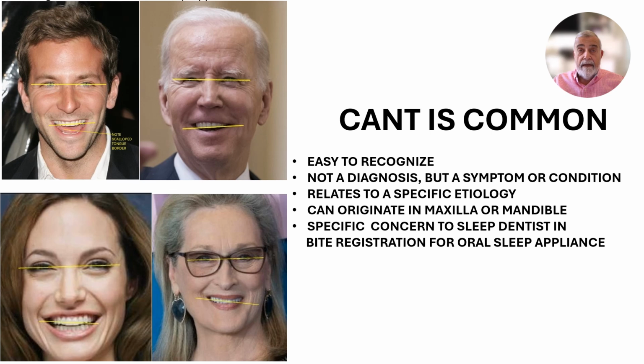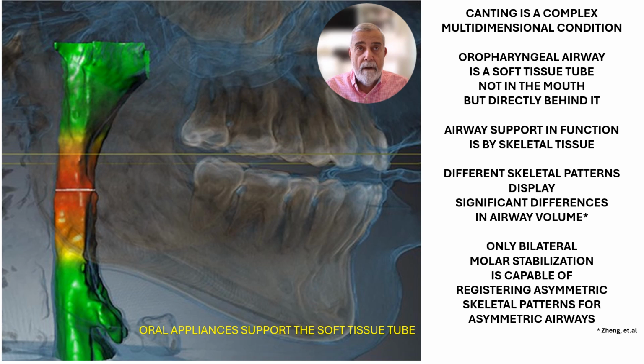Orofacial cant does require significant consideration in terms of interarch positioning in the bite registration for an oral sleep appliance. Orofacial canting is a complex, multidimensional condition. The oropharyngeal airway is a soft tissue tube, not in the mouth, but directly behind it, and unsupported in function by skeletal tissue. A bite registration device records a skeletal hard tissue maxillomandibular position that must be directly related to maximal orofacial soft tissue patency during sleep.